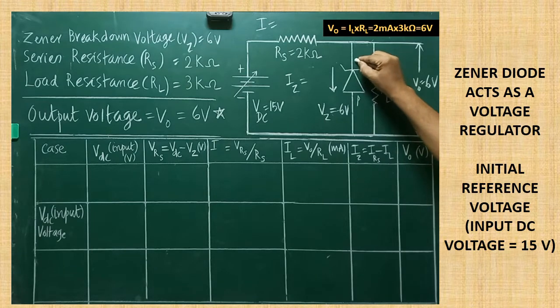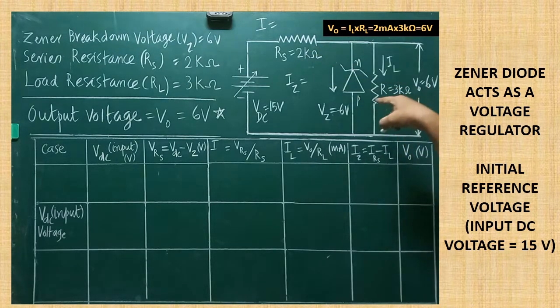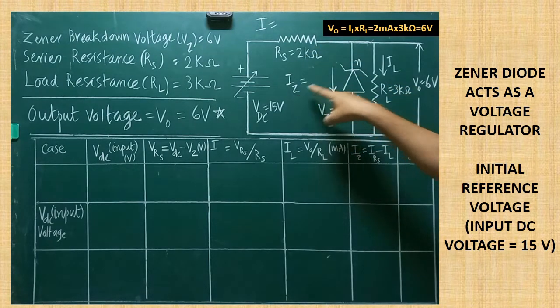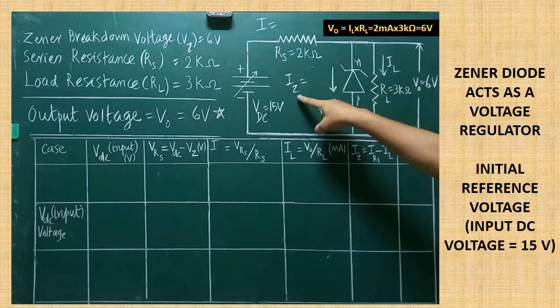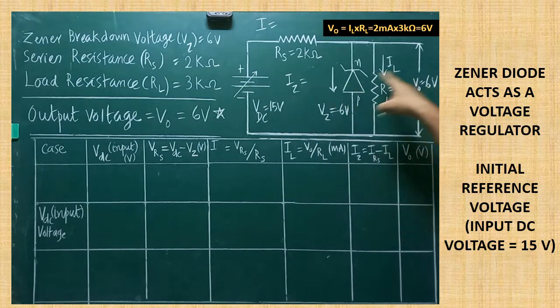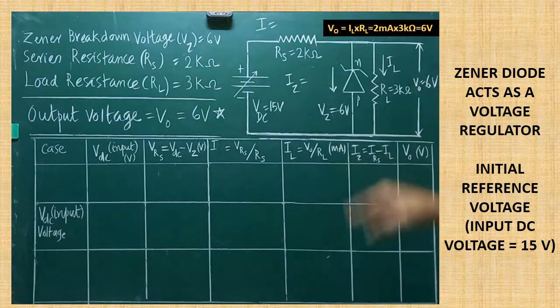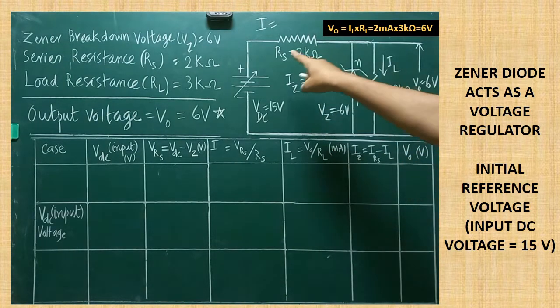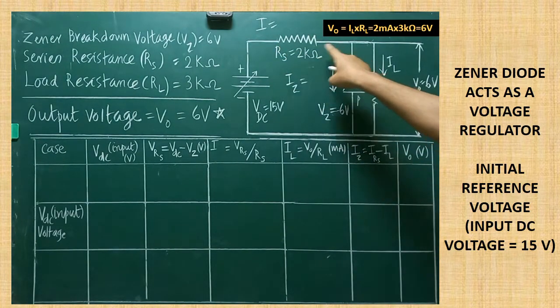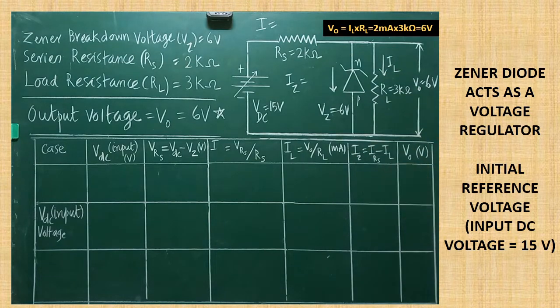So don't forget, three currents are there. If you add IZ and IL, the Zener current and load current, you will get the total current I. So the current which is passing through the series resistance RS is called the total current. So we'll calculate everything methodically. Are you clear? Later we'll go for two more cases.